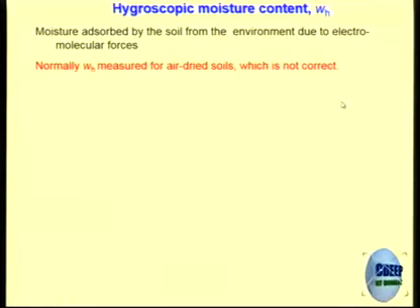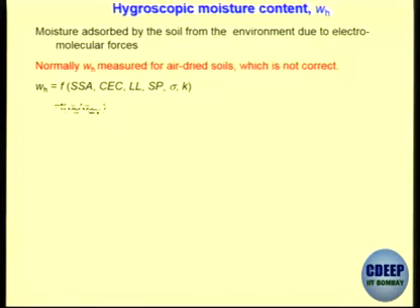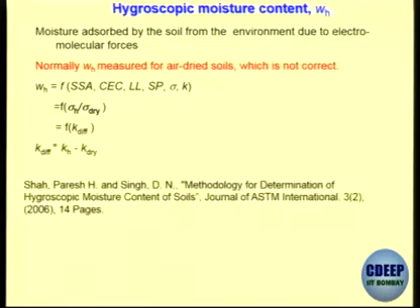Then we devised a method for determining hygroscopic moisture content of the soil also, and this is again an ASTM paper which you can read through. If you are interested, please go through this paper, where we have used specific surface area, cation exchange capacity, liquid limit, shrinkage potential, conductivity, and dielectric constant to define the hygroscopic moisture of the soils. Hygroscopic moisture content nobody had detected. They just used to use an empirical method, but this was the first study where we used different scientific techniques to understand what hygroscopic moisture is all about.